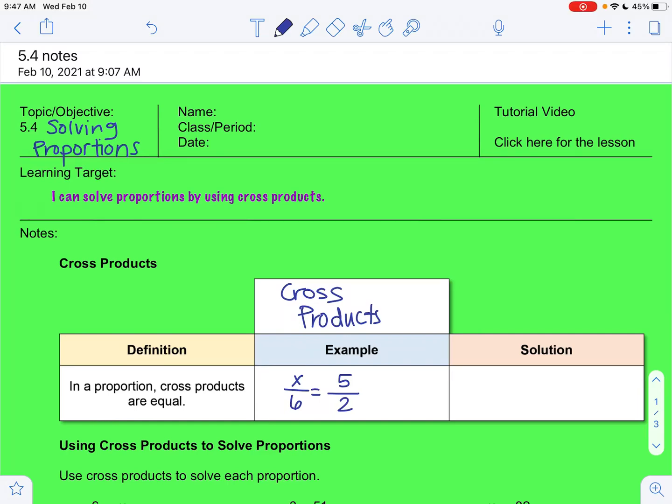Today we are going to continue our Unit 5. This lesson today is all about solving proportions. Our learning target is I can solve proportions by using cross products. So let's talk about what cross products are.